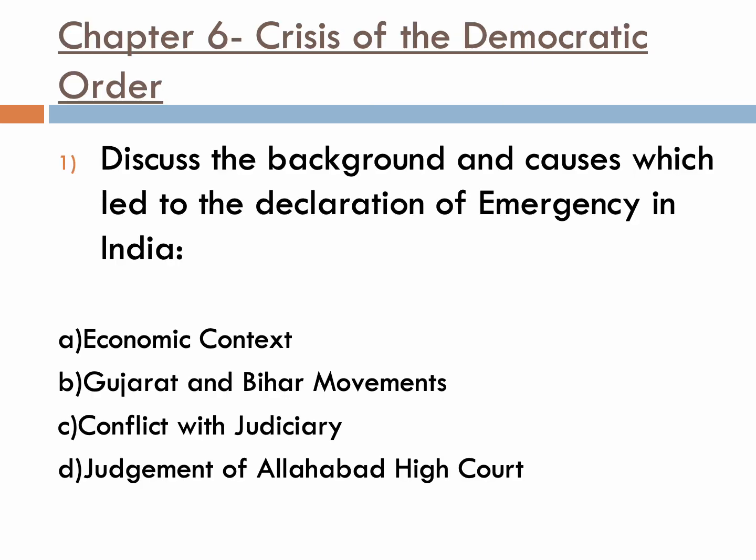Chapter 6, Crisis of the Democratic Order. Discuss the background and causes which led to the declaration of emergency in India. So here we have to take each one separately. The economic context, Gujarat and Bihar movements, conflict with judiciary, the judgment of Allahabad High Court.